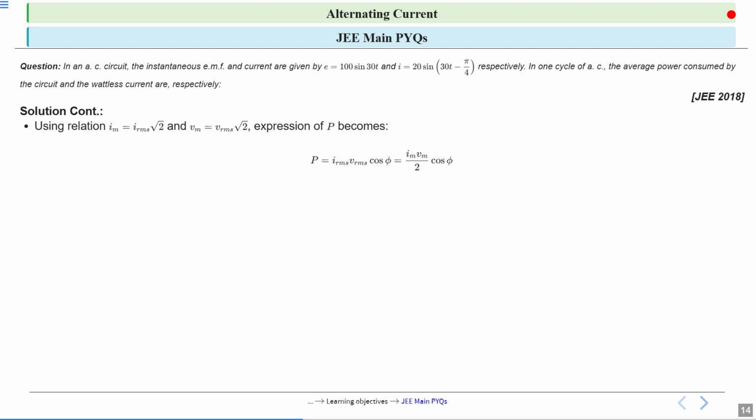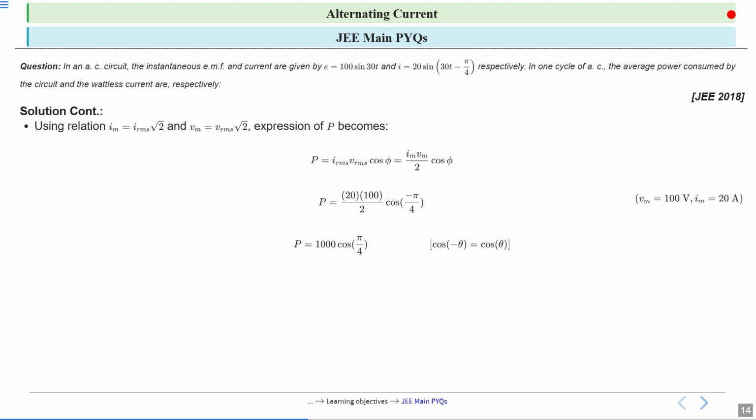Okay, so we know only the maximum values, the peak values. So we will modify the formula for average power according to peak values: Im Vm upon 2 cos phi. So P will be equal to 20 into 100 upon 2, because Vm is 100 volt and Im is equal to 20 ampere, into cos(minus pi by 4). Now, cos will swallow the negative sign. So cos(minus theta) will be equal to cos theta. So cos(minus pi by 4) will be equal to cos(pi by 4). This is a property of cos.